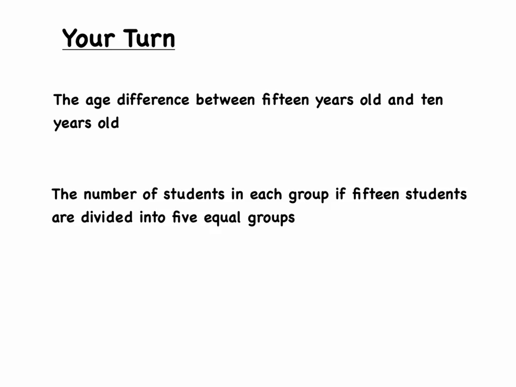Okay, so this example, we have the age difference between 15 years old and 10 years old. Hopefully you underlined the most important information. So in the first one, we're talking about the age difference. Difference means that we're supposed to be doing subtraction. So we're trying to find the difference of 15 and 10, which would be subtraction. So it would be 15 minus 10.